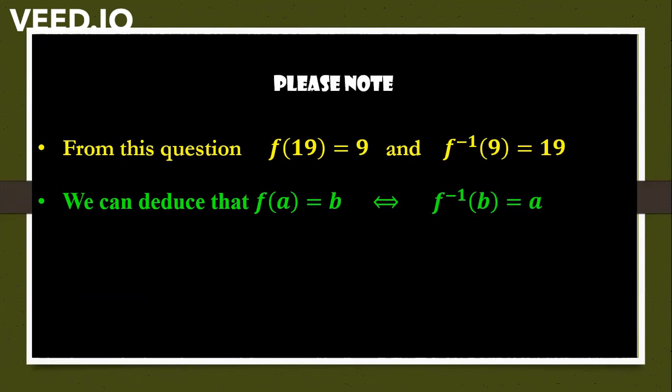Please note, from this question, the function f of 19 is equal to 9, and the inverse function of f of 9 is equal to 19. We can deduce that f of a is equal to b if and only if the inverse function of f of b is equal to a.